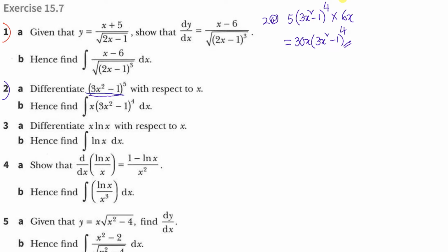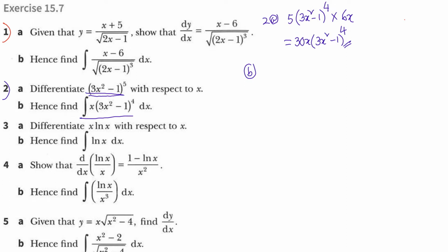Now the question is asking to find the integration of x(3x² minus 1)^4. This is not possible to do directly because of the power 4. So we can take the help of the differentiation part to do that question. See the question, it is written here like this. Can I write this question with the help of the differentiation part?